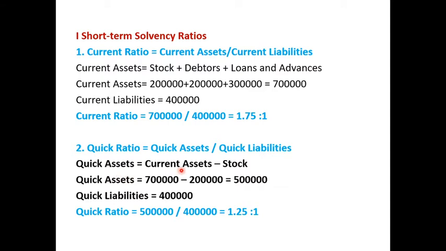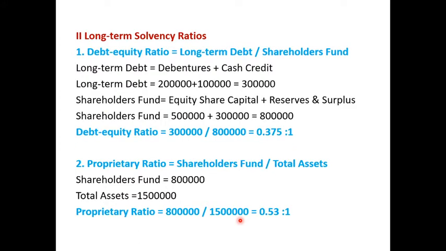Next, quick ratio. The formula for quick ratio is quick assets divided by quick liabilities. Quick assets, the formula is current assets minus stock. Current assets we have calculated as 7 lakh and the stock given in the problem is 2 lakh. Now quick assets is 5 lakh. Next, current liabilities is 4 lakh. This 4 lakh is also a quick liability because bank overdraft is not given. Now quick ratio is 5 lakh divided by 4 lakh, which is 1.25:1.